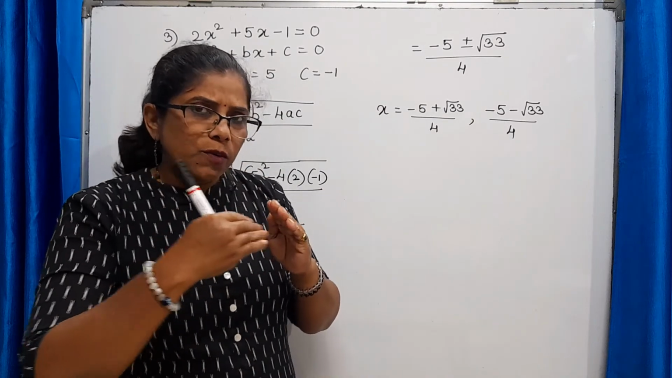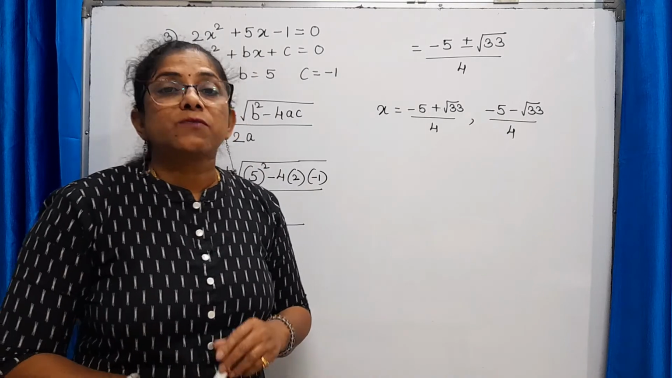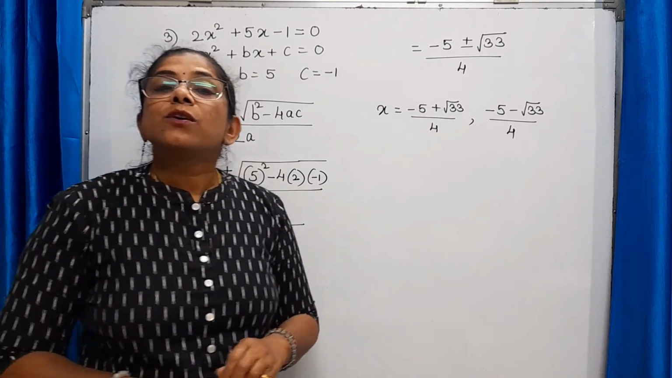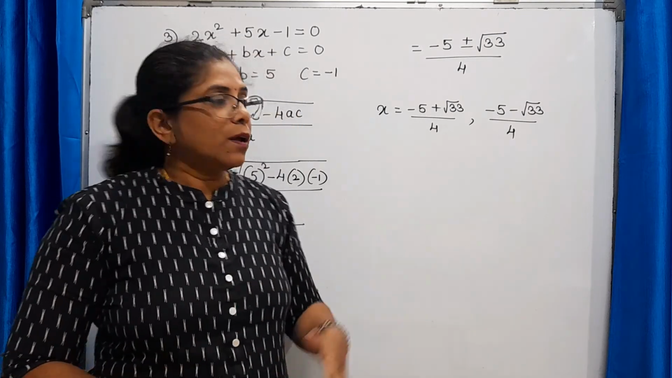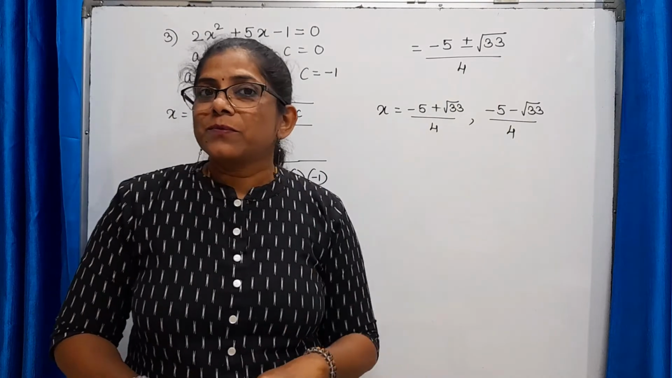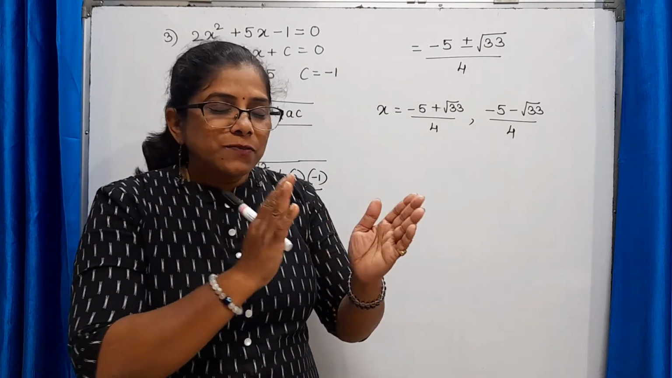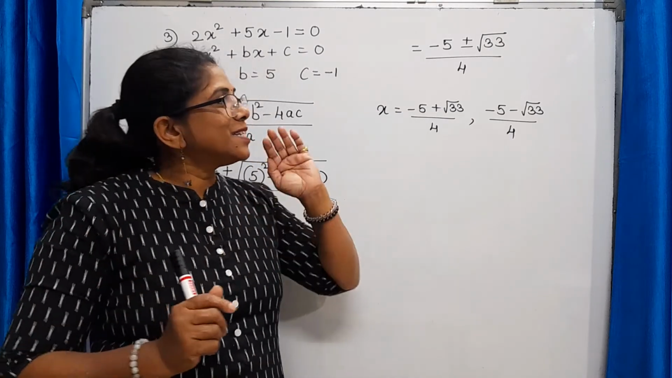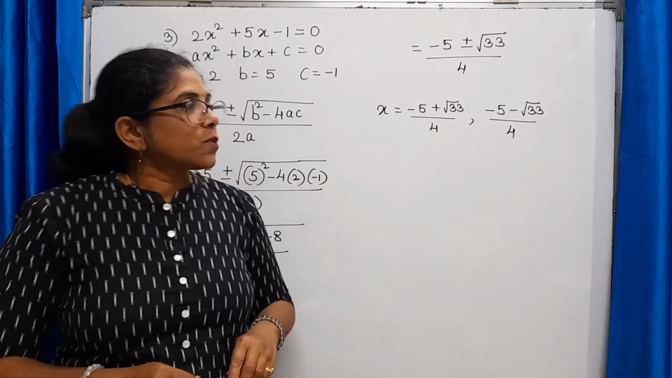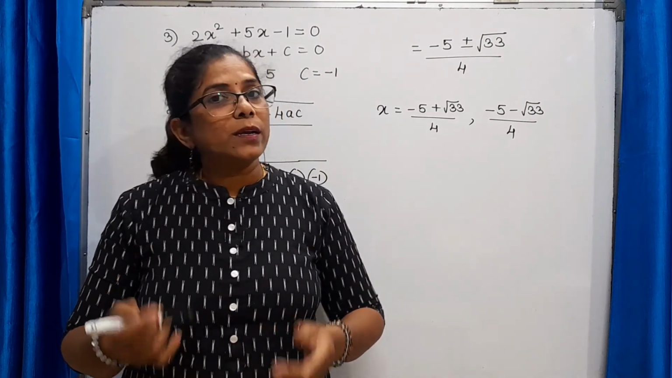So how were our roots in all the three examples? In first case, our roots were real and rational. In second case, our roots were equal. And in this case, our roots are real and irrational. So you can check our previous video, how the value of b square minus 4ac decides the nature of roots, and according to that we get the answer. So I hope how to use the formula method to solve the quadratic equation is quite clear to you.